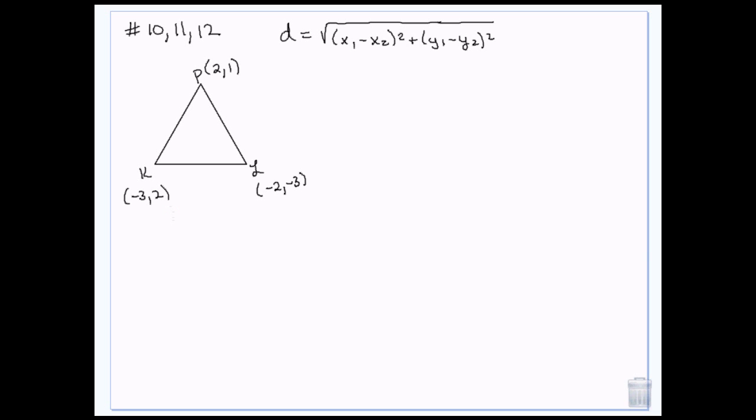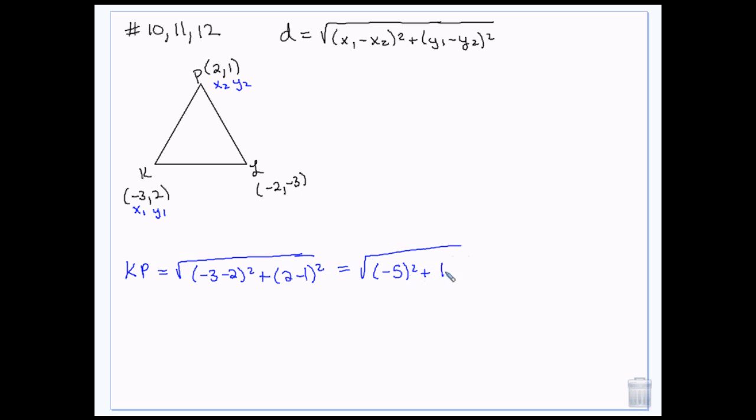So if I want to find the distance between K and P, I'm going to call this x1, y1, x2, y2. And plug those in, so I get -3 minus 2 and 2 minus 1. So -5 squared plus 1 squared. So 25 plus 1 is the square root of 26. And I don't need to simplify that because on all of these I'm going to get a square root answer. And if they match, then I know I'm good. So I'm just going to leave it square root of 26.